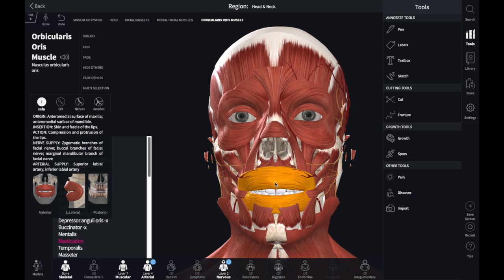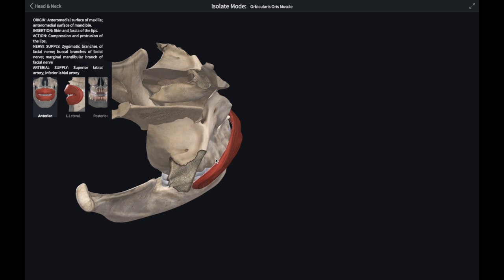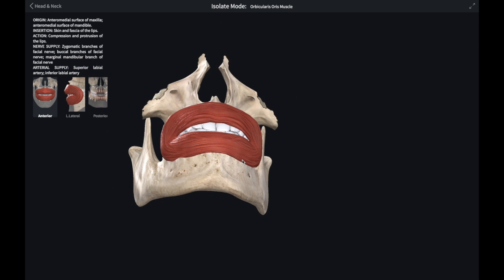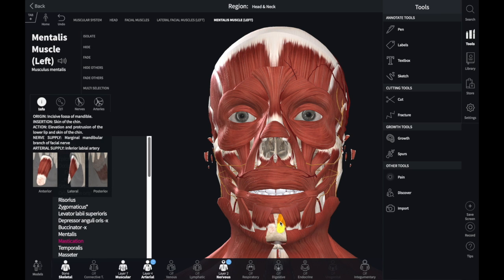The muscle of the mouth is known as the Orbicularis Oris. This is involved in closing of the mouth. So the origin is the bone of the maxilla just above your teeth, as well as the bone of the mandible, again, below your teeth this time. And the insertion is the lips and the skin. Its action is to press the lips together, to protrude them as if you were kissing, and also to close the mouth.